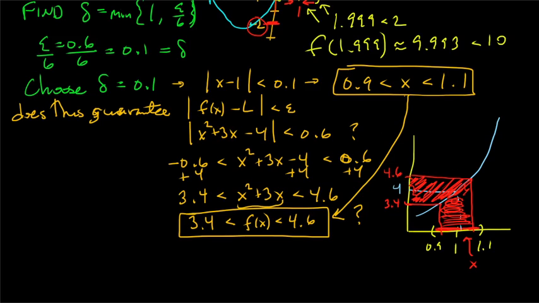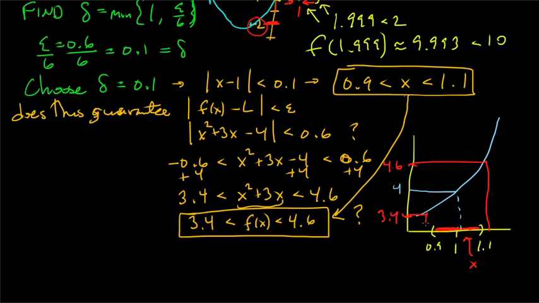And I think my picture's a little backwards here, because the way I drew it, it's not sufficient. So let me try to fix that. Okay, so I think I had it backwards. So this should be my 3.4. It should be somewhere down here. And my 4.6 should be somewhere up here. Okay, there we go. Now it's right.